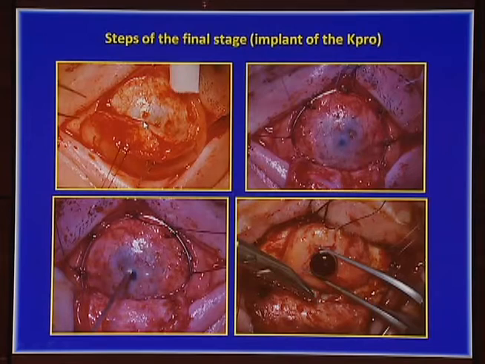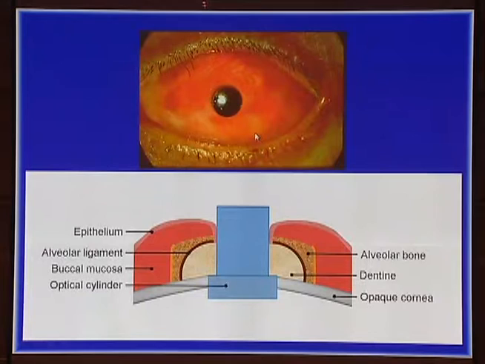The final stage: we transilluminate the cornea to find out the center of the cornea, which is not always very easy. This is the lamina being pressed over the eye. We need to be two surgeons at least, or even 3 surgeons in this phase, which is very delicate. This is the final result after about 1 month from the operation.